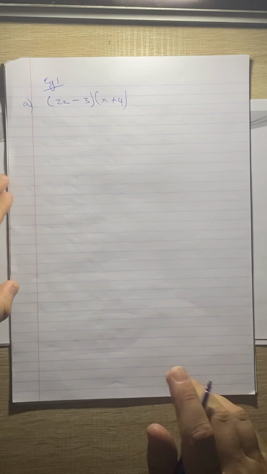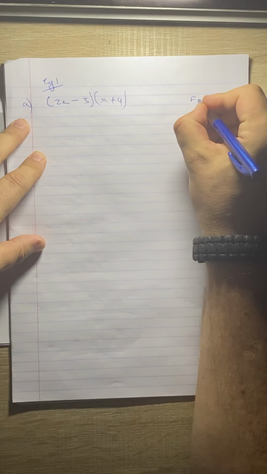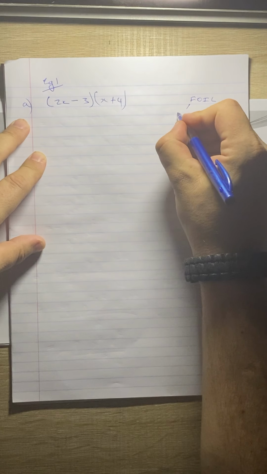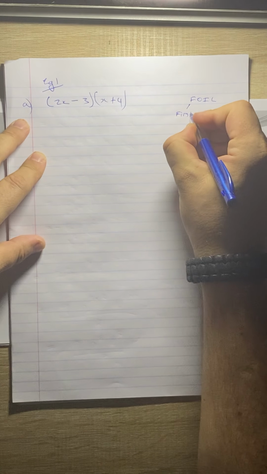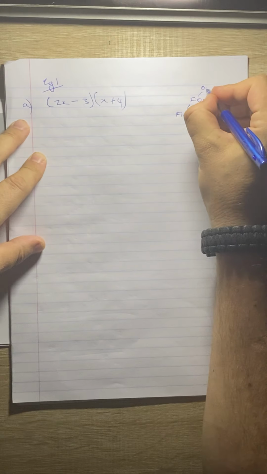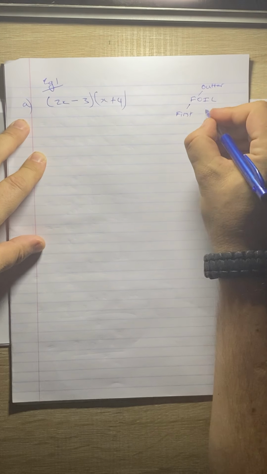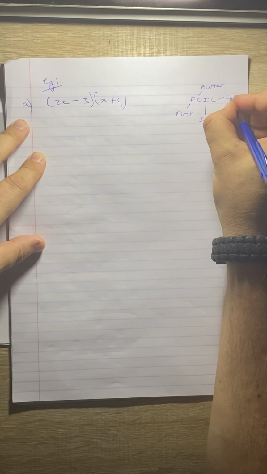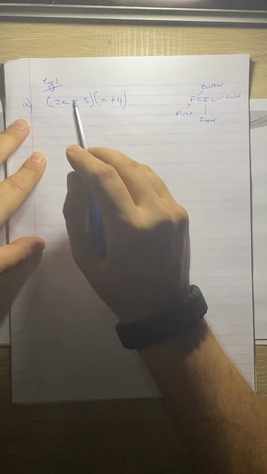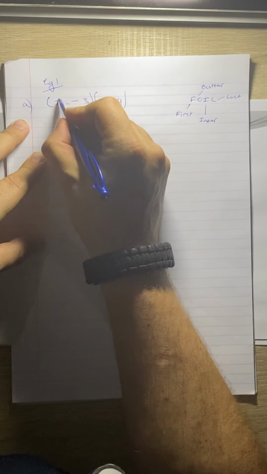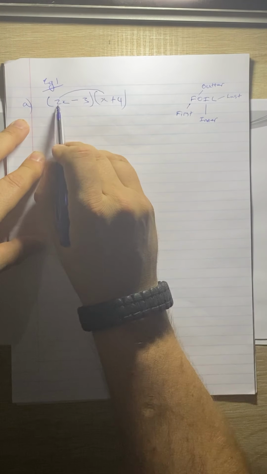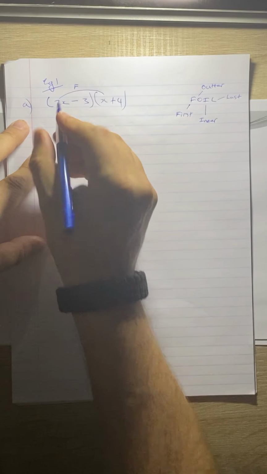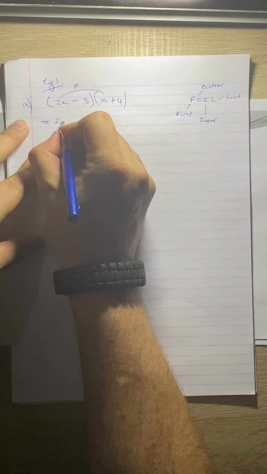Now what we're going to do is we're going to use something called FOIL. What FOIL stands for, the F stands for first, the O stands for outer, the I stands for inner, and the L stands for last. Okay, now what that means is, we're going to do the first terms of each bracket. So that's your first. So 2x times x gives us 2x squared.